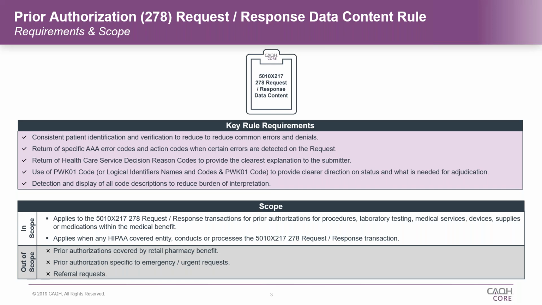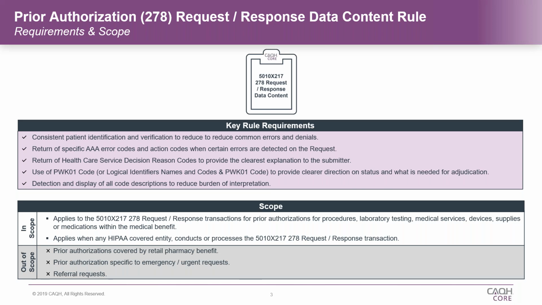Specific rule requirements include consistent patient identification and verification to reduce common errors and denials; return of specific AAA error codes and action codes when certain errors are detected on the request; return of healthcare service decision reason codes to provide the clearest explanation to the submitter; use of PWK codes or logical identifiers, names, and codes, plus a PWK code to provide clear direction on status and what is needed for adjudication; and detection and display of all code descriptions to reduce burden of interpretation.